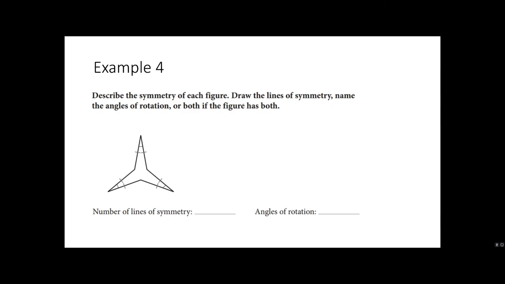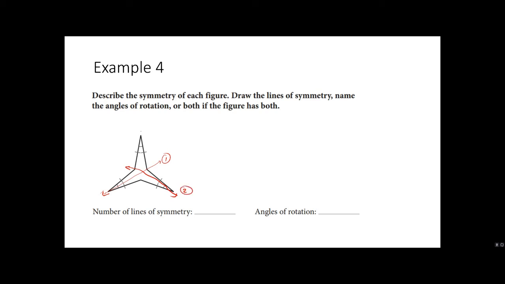All right, example 4. Describe the lines of symmetry of each figure. Draw lines of symmetry. Name the angles of rotation, or both if the figure has both. So looking at this object, if I was to fold here, that looks like it would map onto itself. So that's a line of symmetry. So that's 1. If I was to fold here, terrible line, I know, that would work.